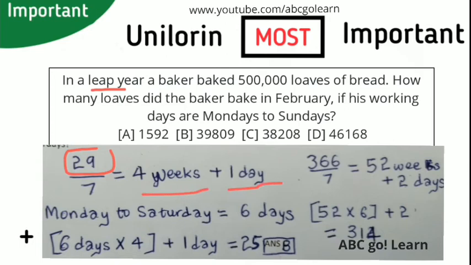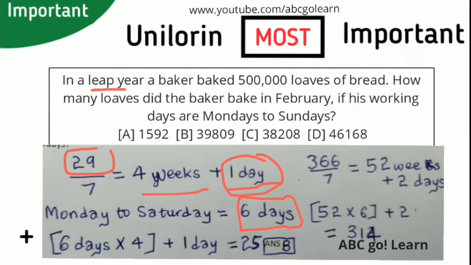And we were told that in a week he works for 6 days. So that means if you want to get the number of days he worked in these 4 weeks, you would just multiply it, and our answer would be 24. 24 plus this 1 day that is left gives us 25. So out of these 29 days in February, he worked only 25 days.